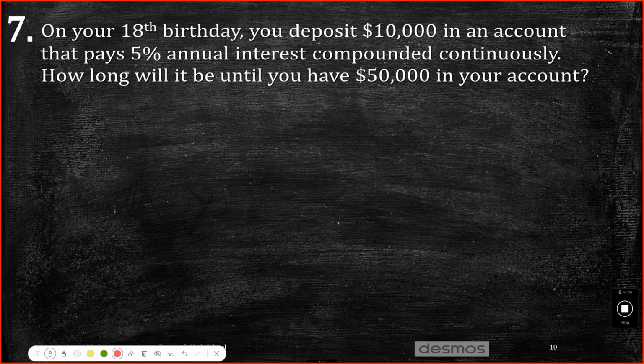So on your 18th birthday, you deposit $10,000 in an account that pays 5% annual interest compounded continuously. How long will it be until you have $50,000? So it was something like 5 equals e to the power of 0.05t. Yes or no? And now you're like, I'm enlightened now. I know that there's some other thing.